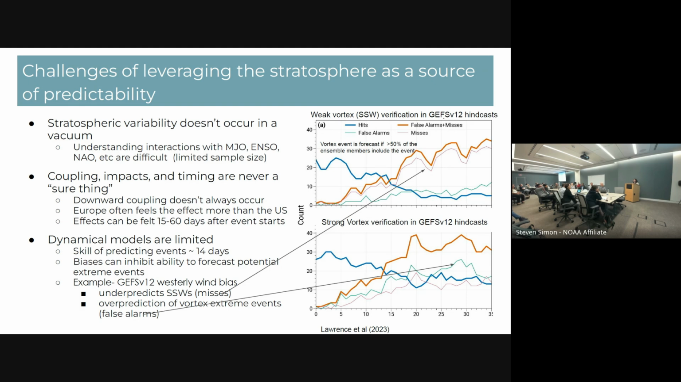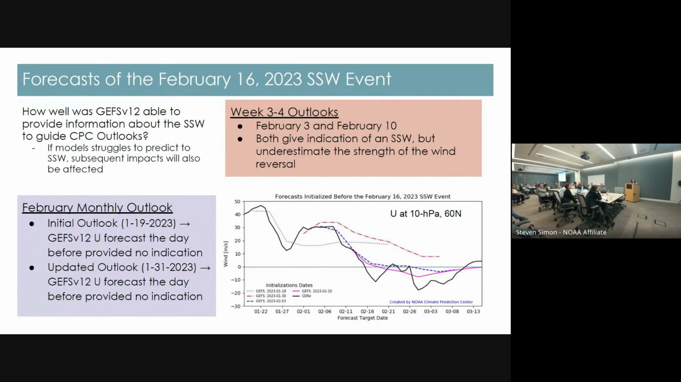So what does this mean in sort of a forecast setting? Like how would this affect forecasters? What I'm showing here are forecasts related to the February 16th, 2023 sudden stratospheric warming event. So how well was GEFS able to provide information about this to guide CPC outlooks? I focused on two: the February outlook and the week 3-4 outlooks.